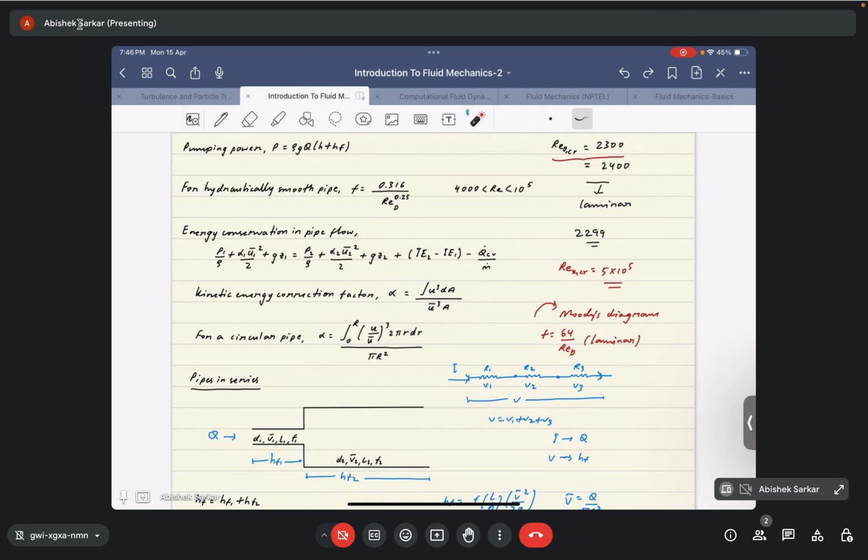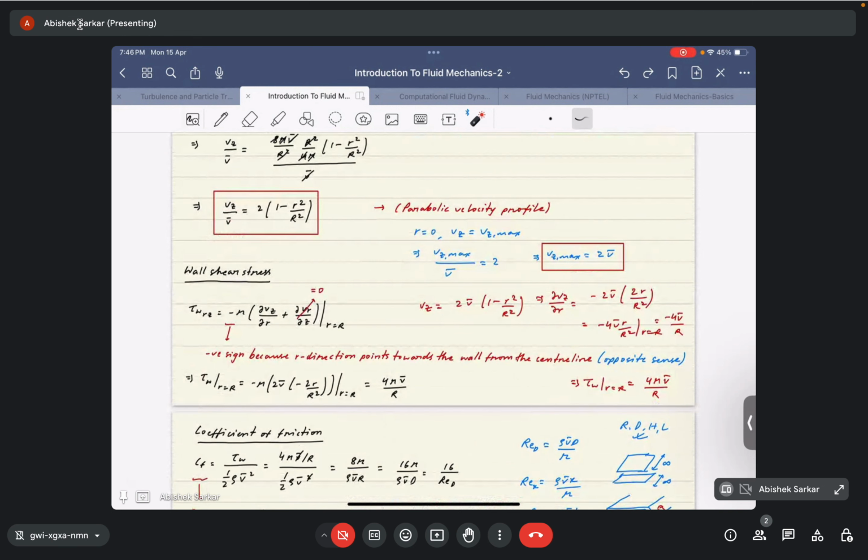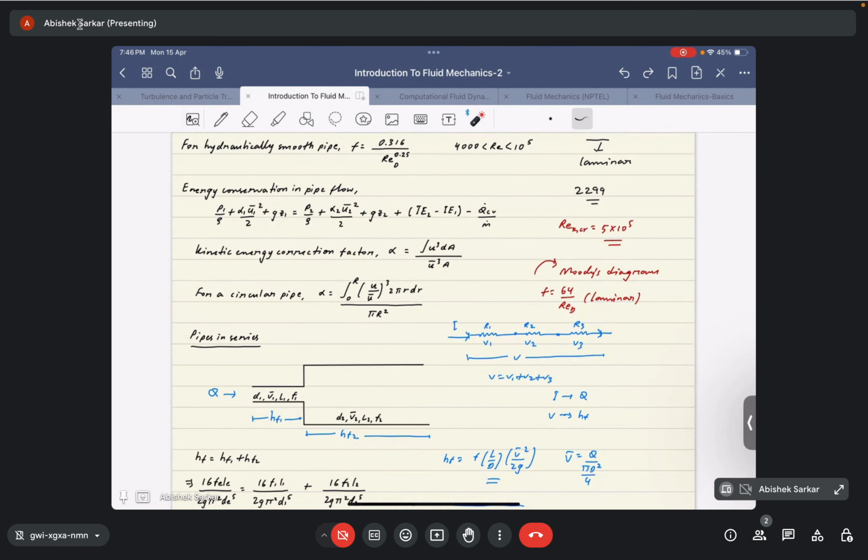Because u by u bar you will know, again, if I'm not wrong, it's 2 into 1 minus r square by capital R square, right? So u by u bar in the case of pipe flows is 2 into 1 minus small r square by capital R square. Let me just go back to verify. Yes, Vz by V bar is 2 multiplied by 1 minus small r square by capital R square. Since there's the relation, from that you can easily find the value of kinetic energy correction factor alpha.